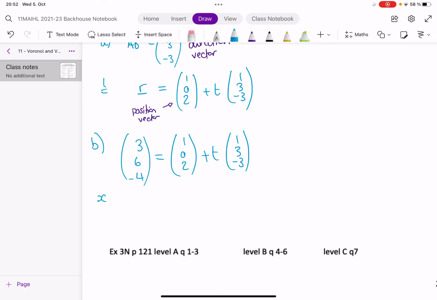So if I just take the x line, that's the 3 equals 1 plus t. Oh, that's pretty easy. t must be 2. Okay, so there is a value, of course there's a value, that gives us 3 for the x component. Let's see if t equals 2 also gives us 6 and negative 4.